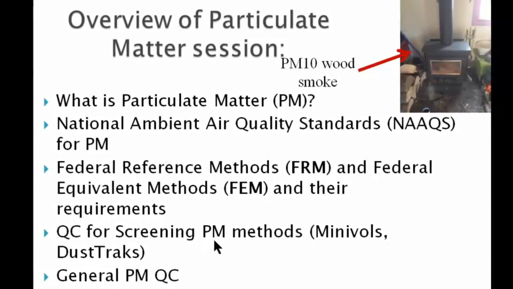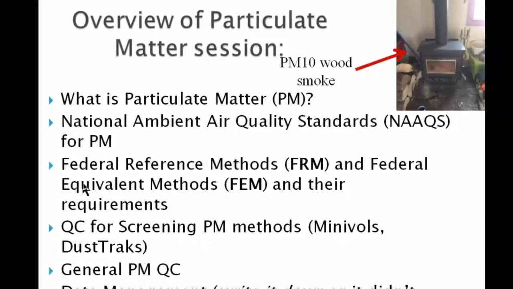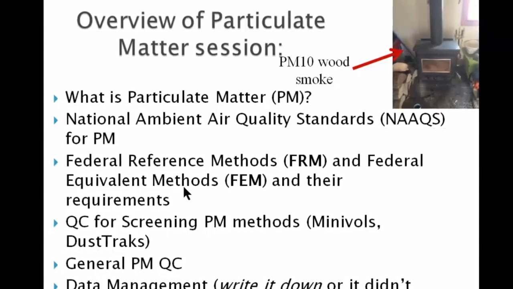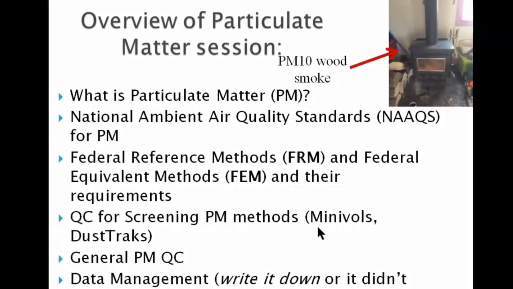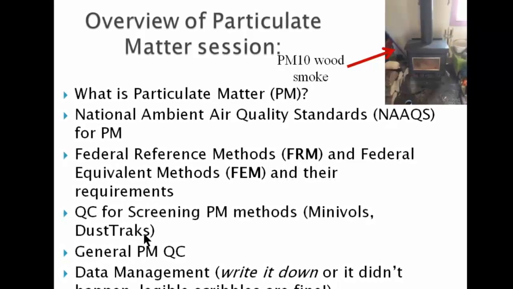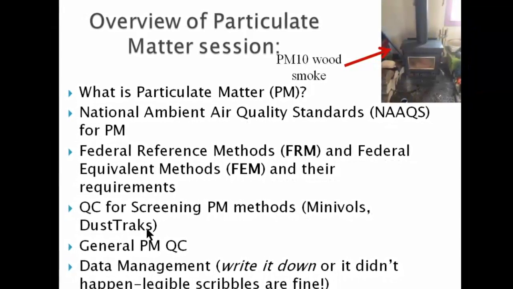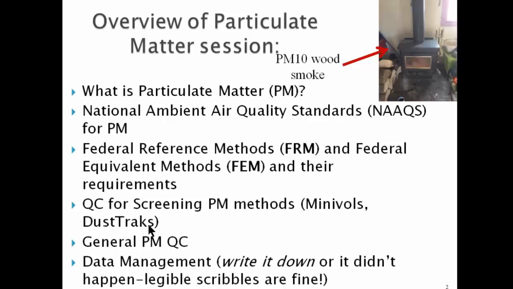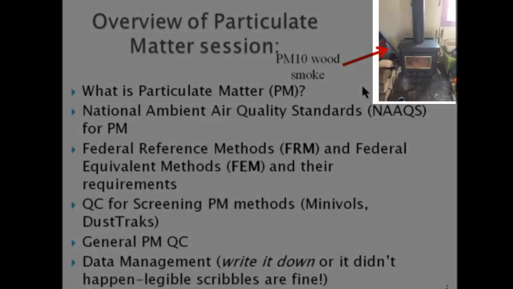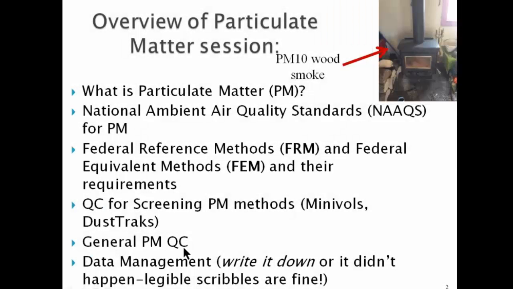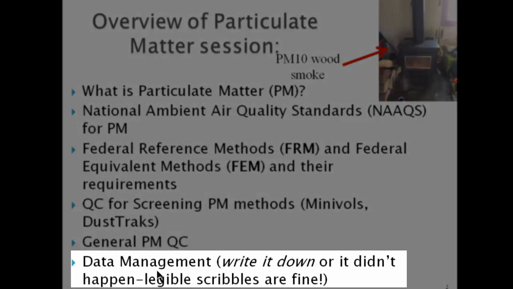So using devices that are not federal reference or federal equivalent methods, devices such as Minie Balls or dust track devices that are used to get an idea of what the particulate matter concentration is in the air. We're going to talk about the different types of PM. This is a picture of a wood stove that produces a lot of PM10, and we'll talk about that.